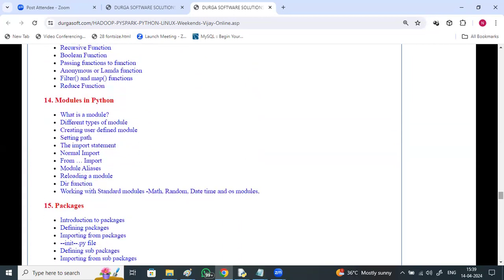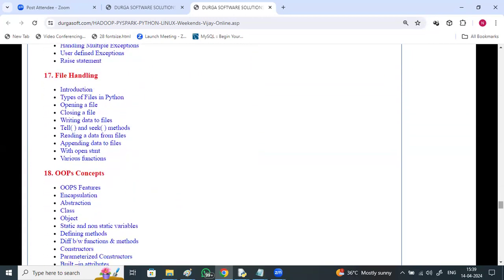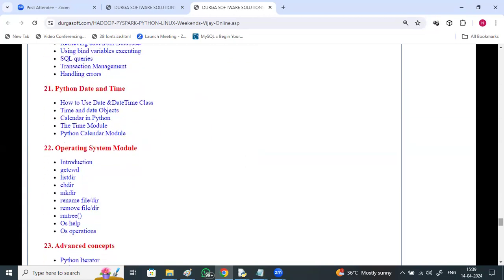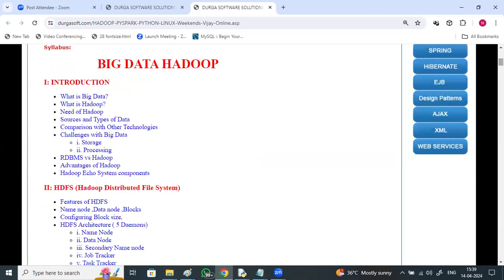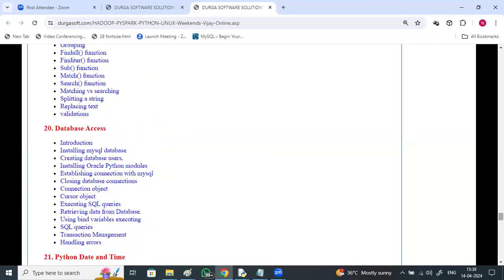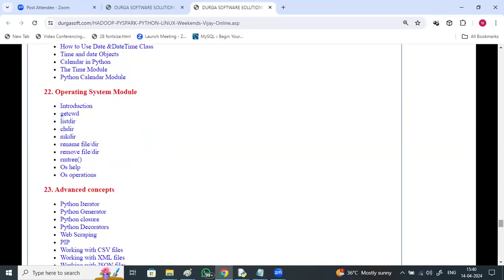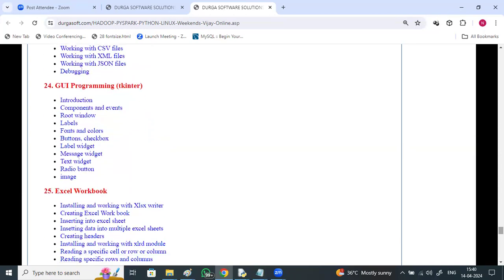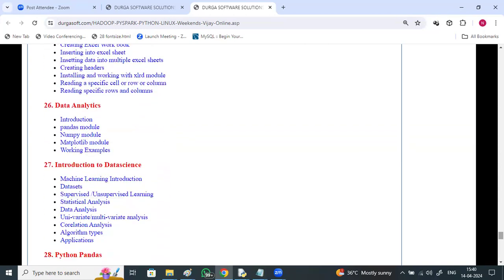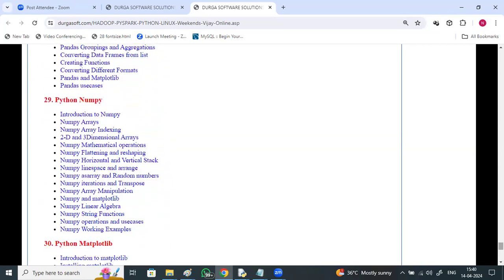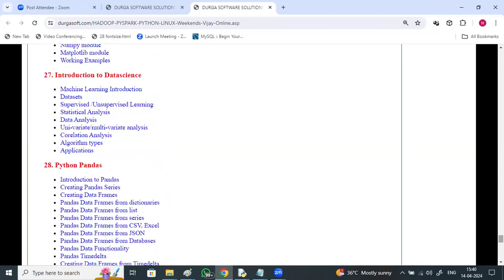Dictionaries, functions, modules, file handling, object-oriented programming concepts, regular expressions, database connectivity, Python, datetime, OS module. Advanced concepts, iterator generators, closures, GUI, Excel module, data analytics, introduction to data science, pandas, NumPy, and matplotlib. These 30 topics in Python will be discussed, right?